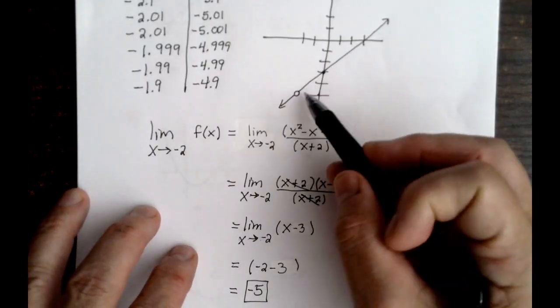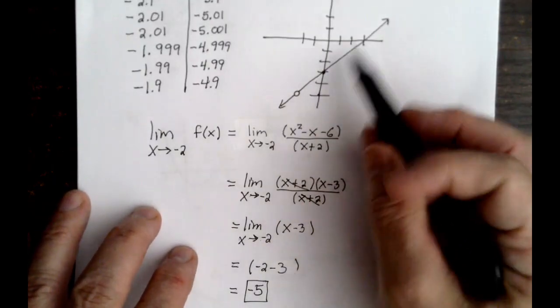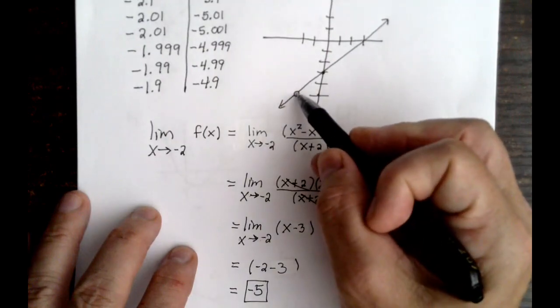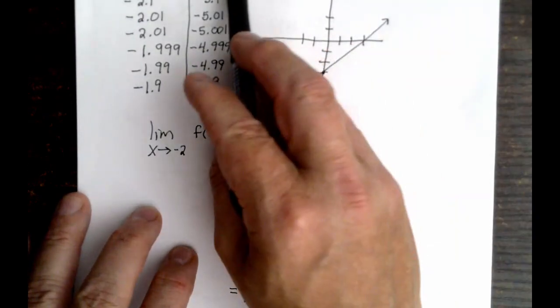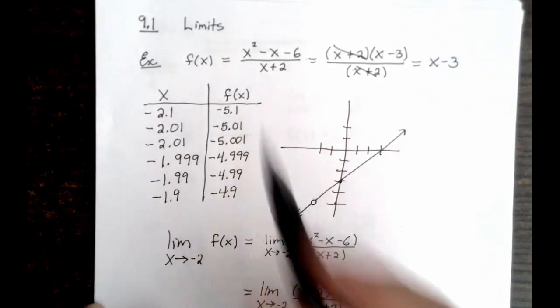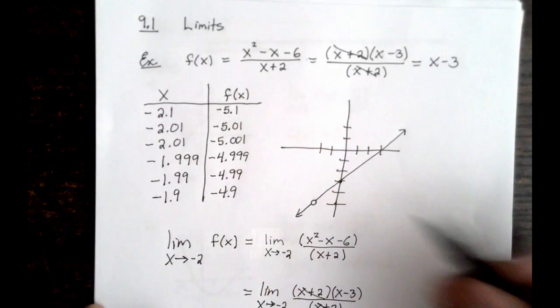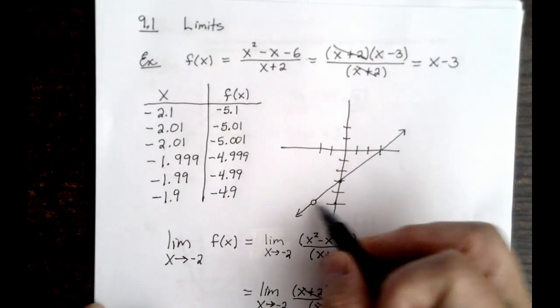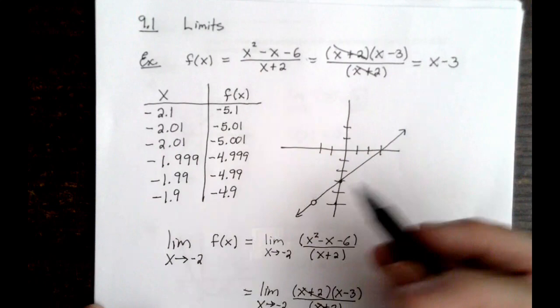Well, if you graph this thing, you can see it's a graph of y equals x minus 3, but it has a hole in it at negative 2 because the original function is not defined at negative 2. So it actually has a hole there. Now if you approach it from the left or from the right, you approach a y value of negative 5, and that agrees with what we saw in the table.